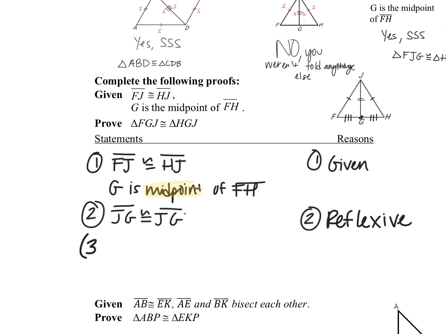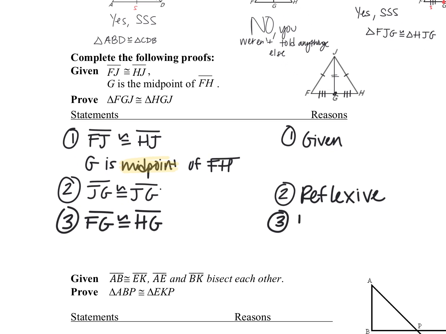So I would say FG is congruent to, what do I have to say? HG, because F and H are corresponding. And the reason for that is on your paper, on the gold paper you have, I use the definition of the midpoint, because that's the word it gave you. So please don't make up a new word because you have to use the words you're given.